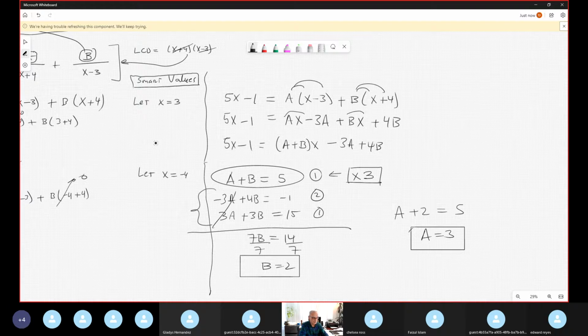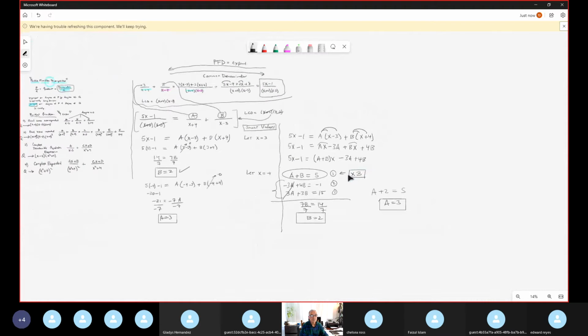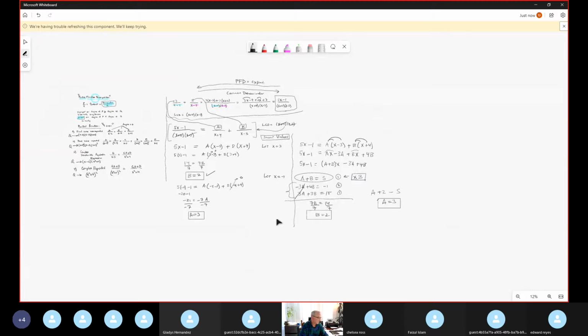Clear or confused? Clear. Okay. This is just the beginning. This is the elementary kindergarten example. Let me try one similar, and you help me.